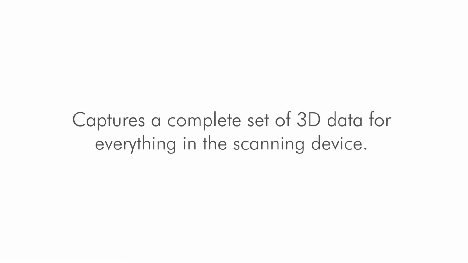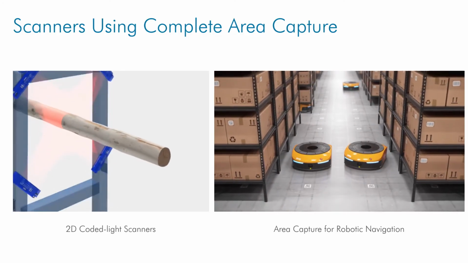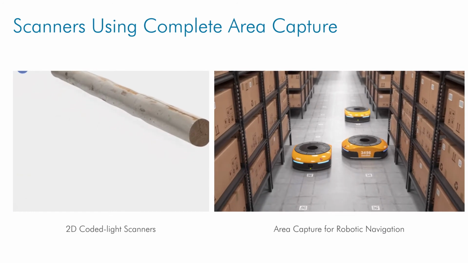Finally, area captures return a complete set of 3D data for whatever is in view of the scanning device. Area captures include methods that take a complete 3D snapshot of a scene, such as indirect time of flight, 2D coded light scanners, and sequential pattern encodings.